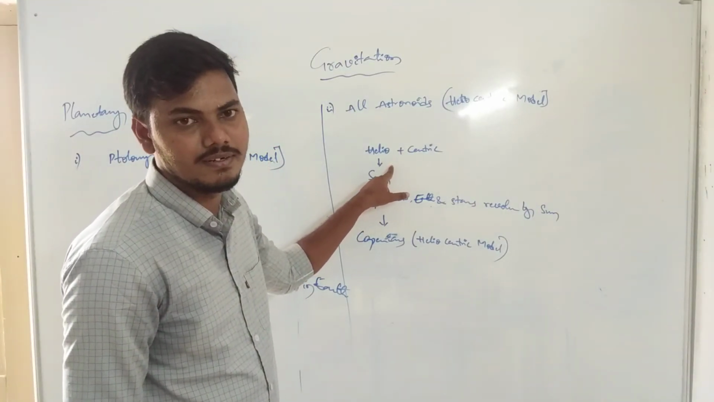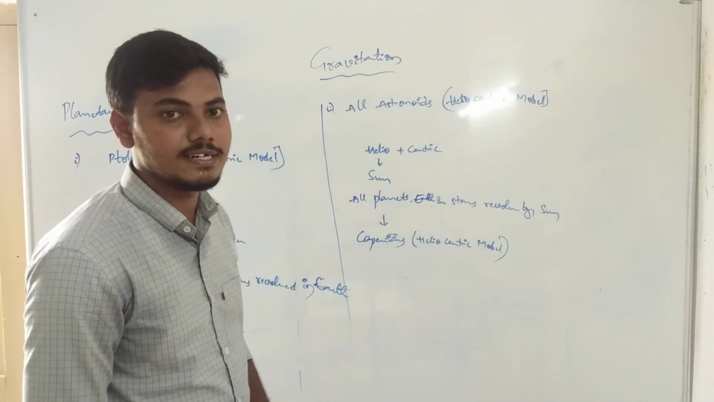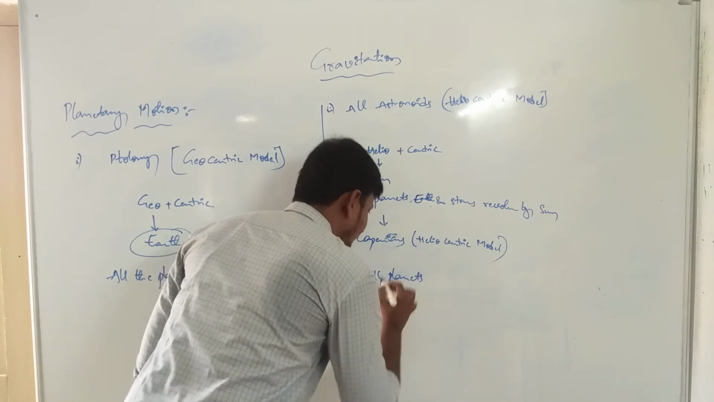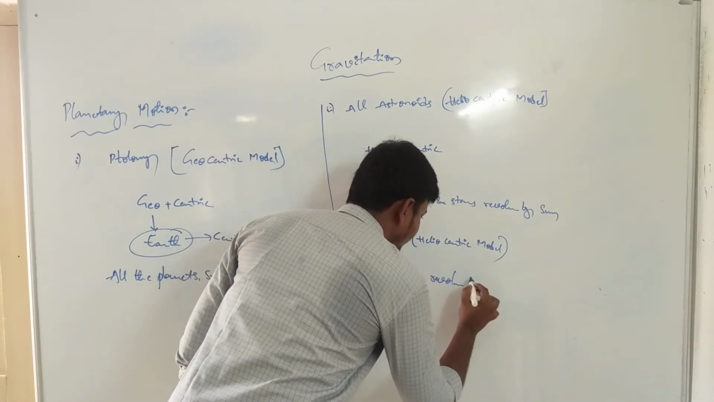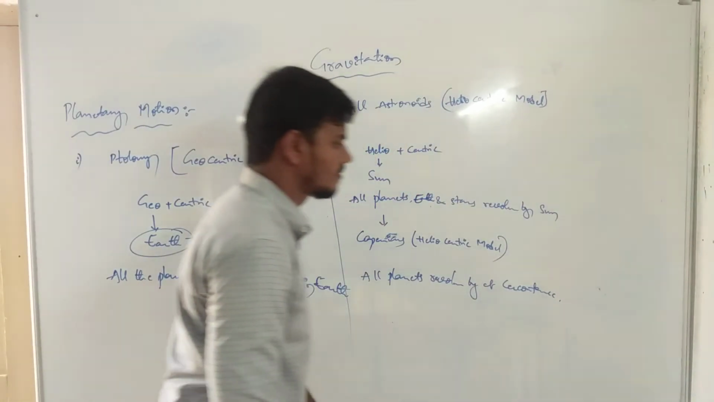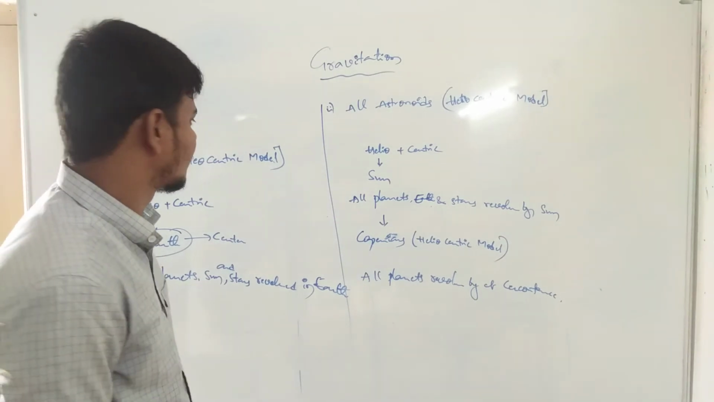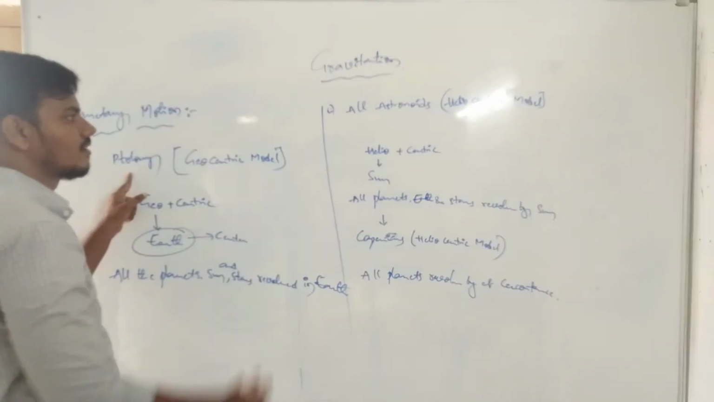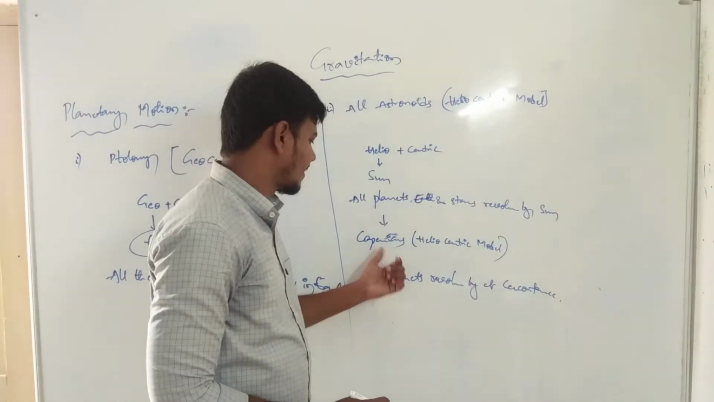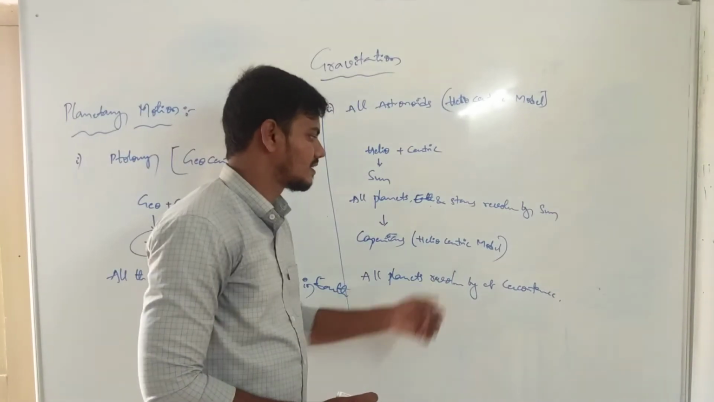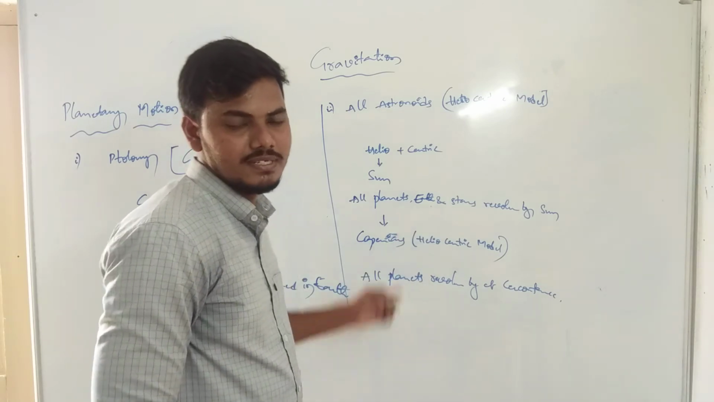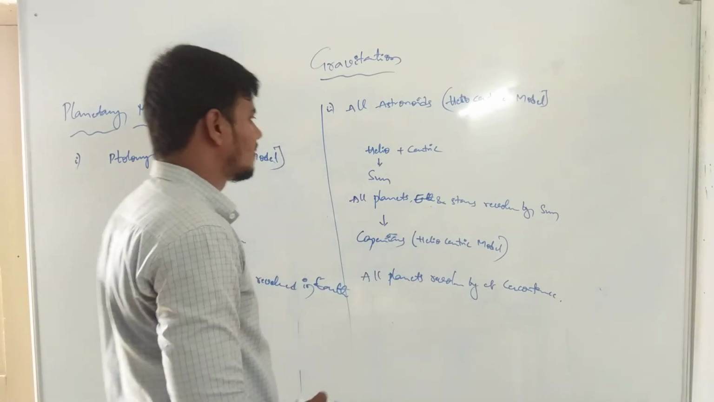All planets revolve in circular paths, the circumference. Circumference is the circle part. Now, first one Ptolemy. Second, Copernicus, whom we introduce with the heliocentric model. Helio means the sun is the center part. All planets revolve along the circumference, a circular model.